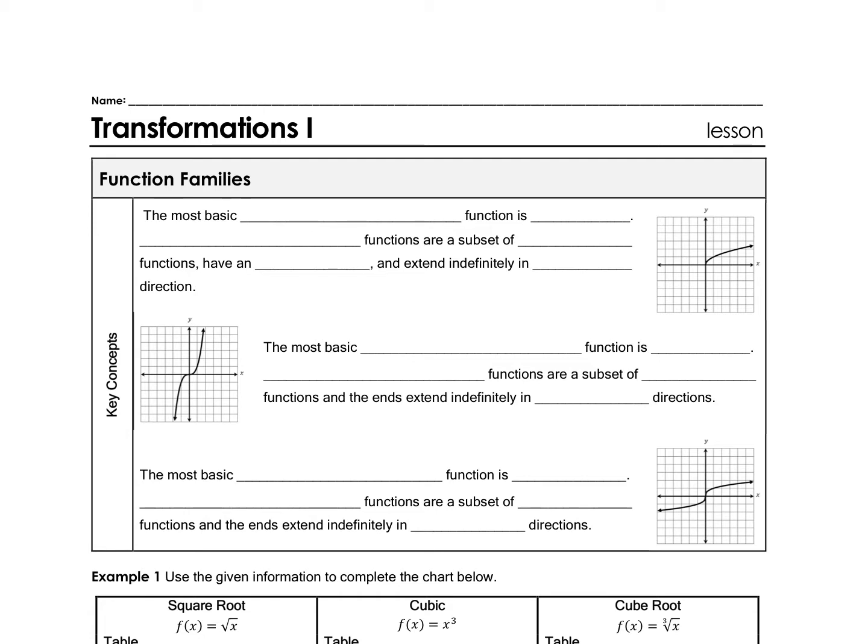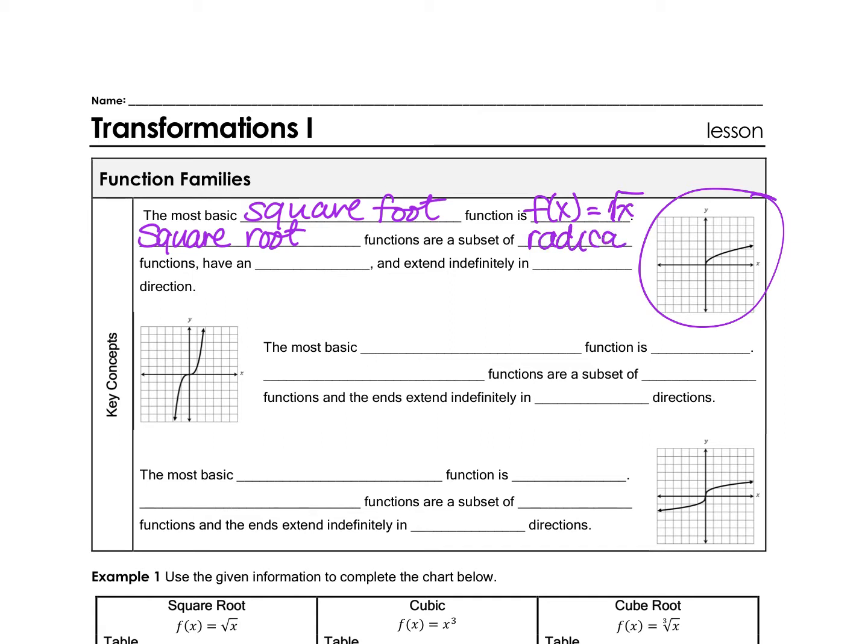So the most basic, if you're looking at this graph here, this is your square root function, which is f of x equals square root of x. That's your parent function. That's what it looks like on the graph. So the square root functions are a subset of radical functions. Of course, we've talked about a radical before, square root, cube root, and so on. They have an endpoint and extend indefinitely in one direction. So that's what it looks like over here on this graph.